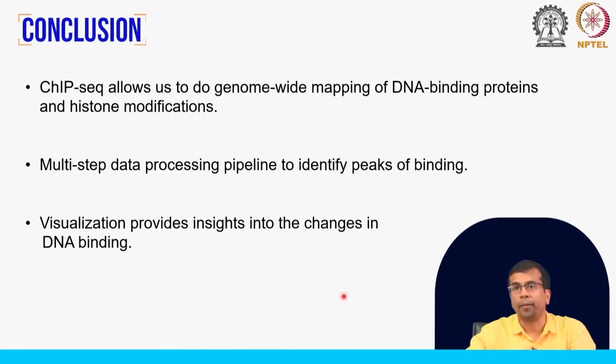So, to summarize, we have talked about ChIP-seq experiments, and ChIP-seq allows us to do genome-wide mapping of DNA binding proteins and histone modifications. So, this is a very powerful technique in epigenetic studies, and the protein of interest, whether we are working on DNA binding proteins or histone modifications, is dependent on the antibody that we are using. We have talked about the experimental pipeline as well as the data processing pipeline, both are very important. In the experimental pipeline, we need the input data. In the data processing pipeline, we process the next generation sequencing data that is generated after the experimental step.